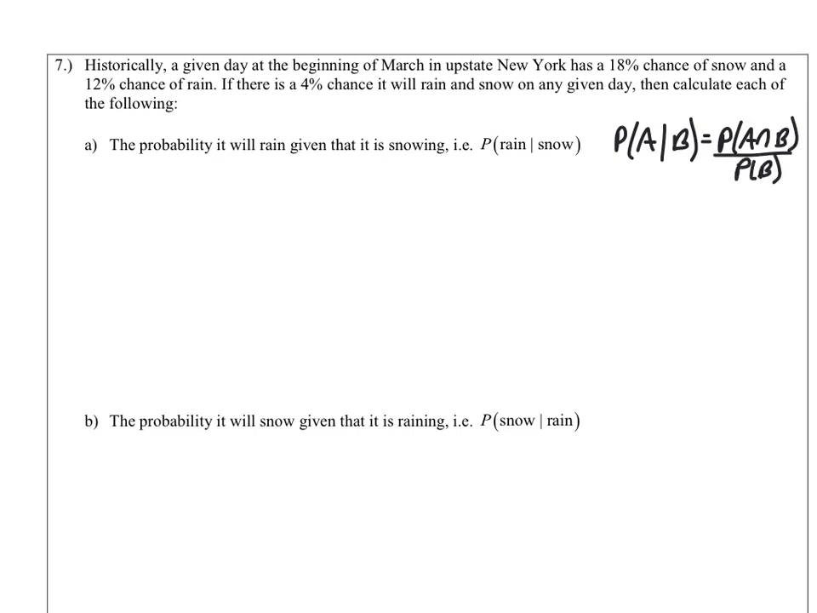So in this case, we're looking at rain and snow. Do we know the probability of rain and snow? Yes, they told us 4%. Do we know the probability of snow? Yes, they told us 18%. So we don't have to set up our table because we know all of these values.